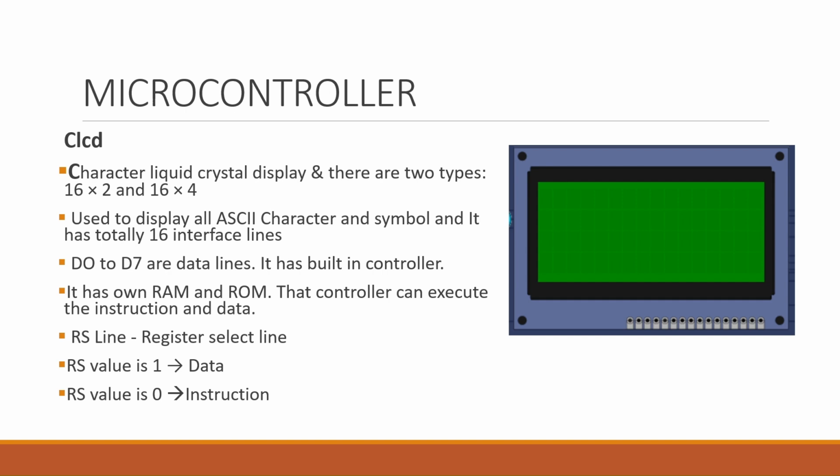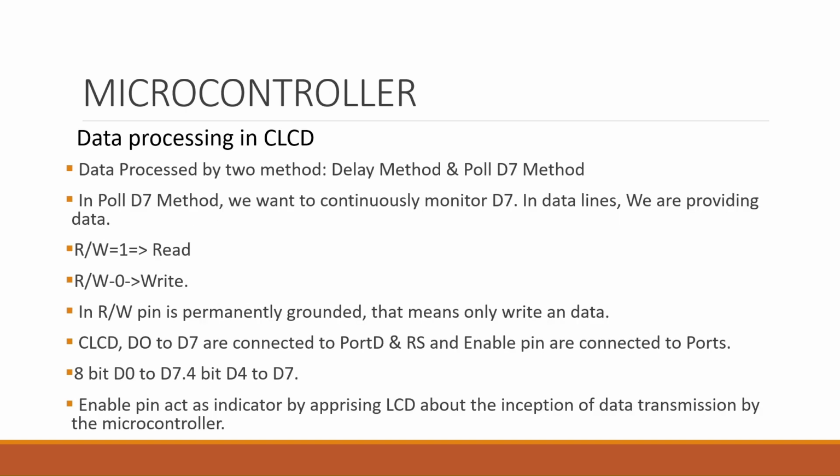It contains 8 data lines, that is D0 to D7. After that we select the register line, where 1 is data and 0 is instruction, then data processing happens in the CLCD. Here is the output of our microcontroller project, that is a microwave oven. This is the output.